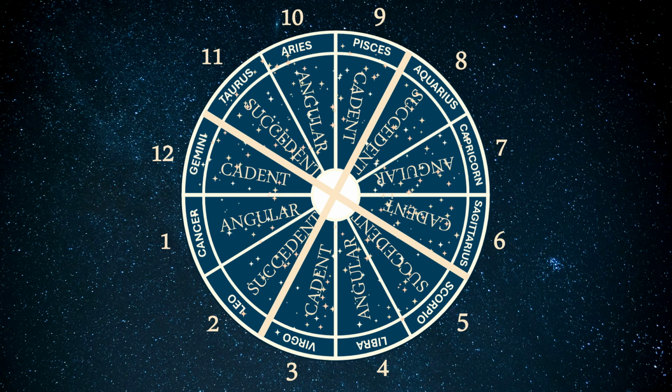The first group of three is that of the 12th, first, and second house. The second group is that of the third, fourth, and fifth house. The third group is that of the sixth, seventh, and eighth house. And the fourth group is that of the ninth, 10th, and 11th house. Now, let's dive deeper into the first six houses.